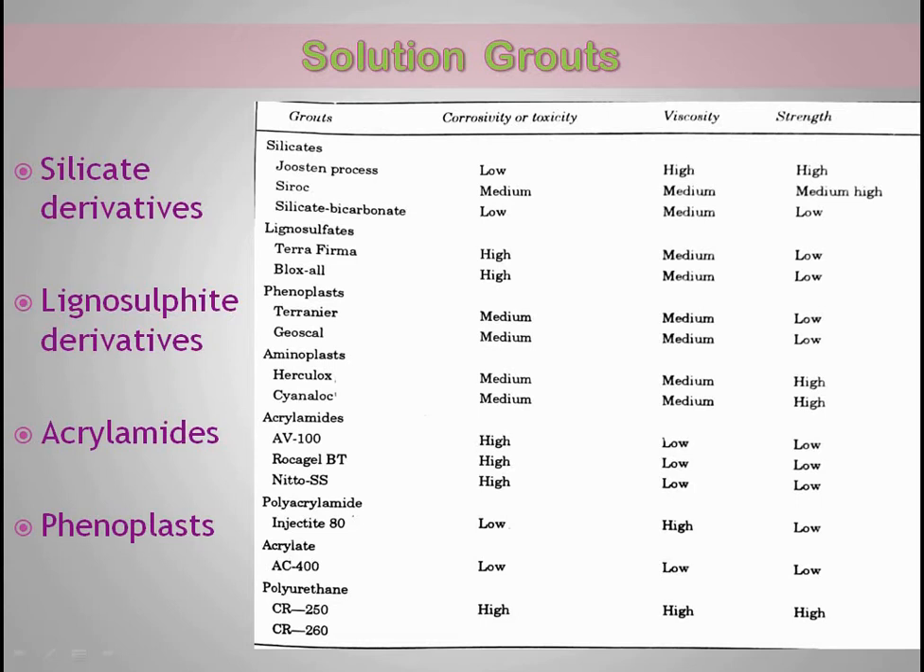When we select such a type of solution grout, properties like corrosivity or toxicity, viscosity and strength attainment, everything we have to take into account while using these chemicals, because some of these chemicals may give only low strength and some lead to high strength. So depending upon the nature of the soil, the availability of equipment and so on, you have to choose accordingly the different kinds of solution grouts.